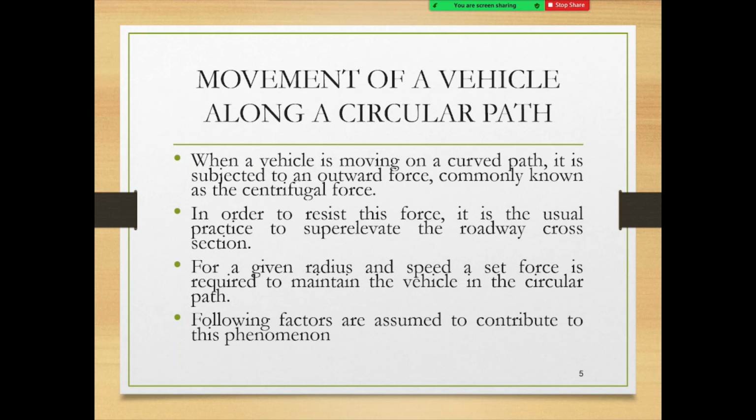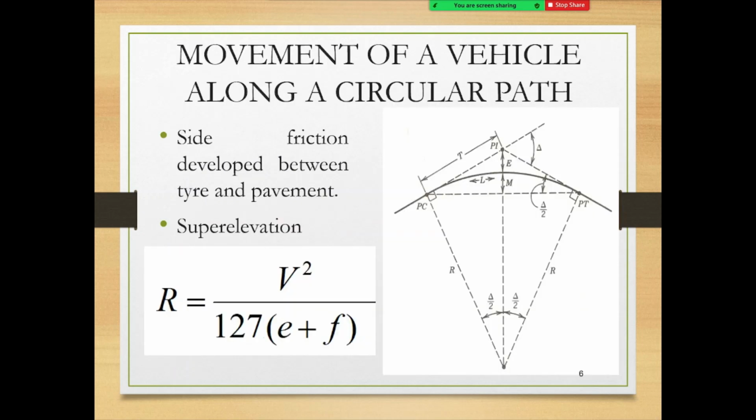These are some very small theories, right? So you know, you can just understand. So then, for a given radius and a speed, a set force is required to maintain the vehicle in the circular path. The following factors are assumed to contribute to this phenomenon. Okay. So you know, here just think, this is the plan. Plan means that you are looking at the vehicle motion from the sky.